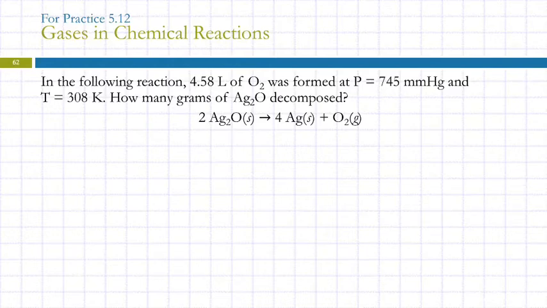So it's giving me information about oxygen. So it's telling me I've got this volume, 4.58 liters. The pressure is 745 millimeters of mercury. And we know where that's going, right? We've got to convert that. Let's just do it now.